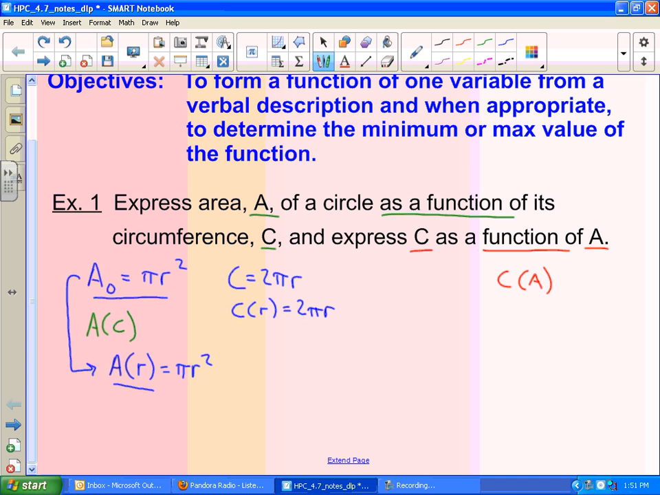What we want to do is find A of C. So I'd like to replace all of my unknowns, which are right now r's, with C. That's our goal. If I'm going to replace this radius with a circumference, then we should start tweaking the circumference equation first. If I tweak the circumference equation, then I can plug that into the area equation and come up with area in terms of the circumference.